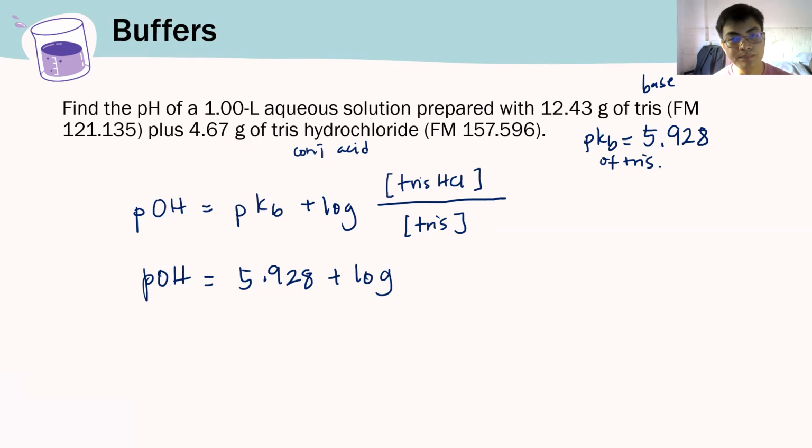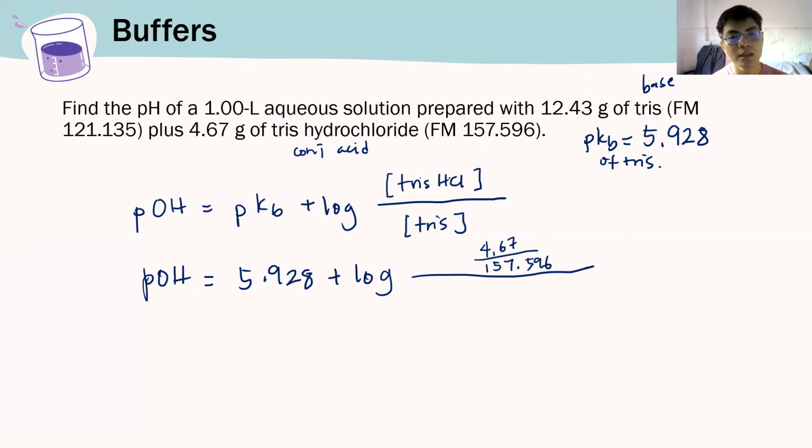So to get the moles of the tris HCl, again we will use moles. It's just the mass of the tris HCl over its molar mass: 4.67 divided by 157.596.